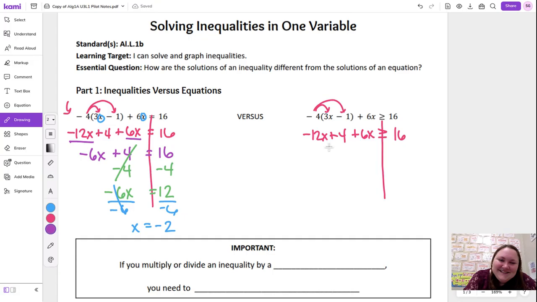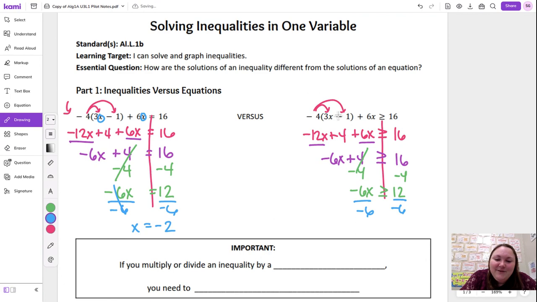After that, my next step, again, is combining my like terms. That gives me negative 6x plus 4 is greater than or equal to 16. Next, I'm subtracting 4 on both sides. That gives me negative 6x is greater than or equal to 12. And then my final step is I am dividing by negative 6 on both sides.